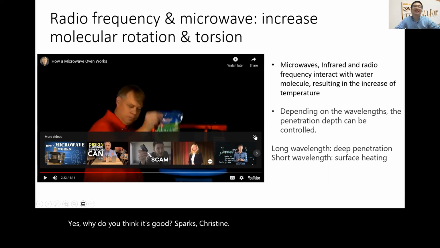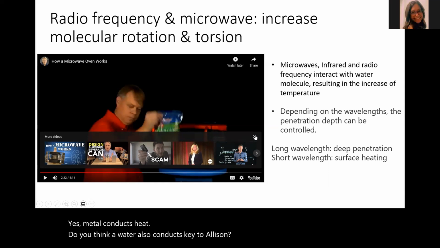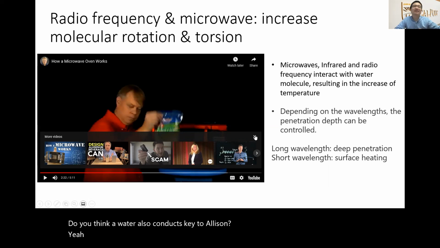Yes, metal conducts heat. Do you think water also conducts heat, Alison? Technically, yes, but I think it's different, isn't it? Yeah, metal conducts heat faster. Exactly.